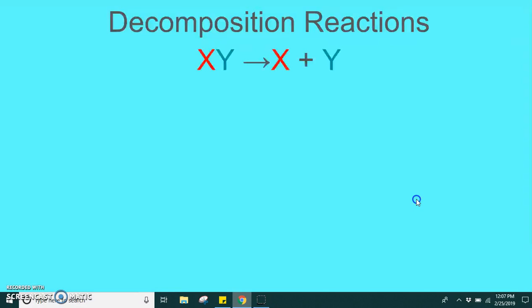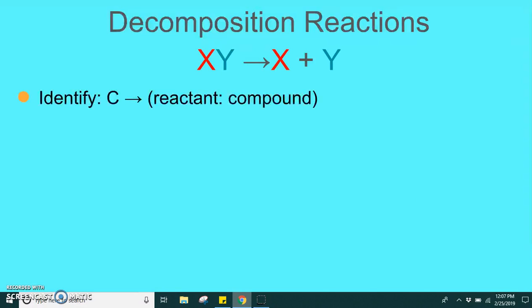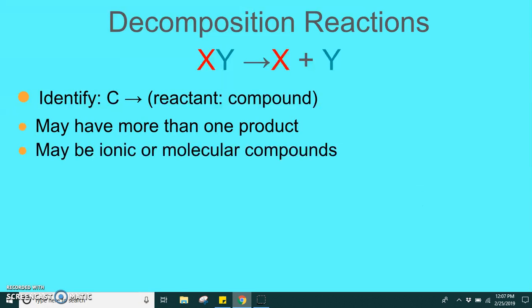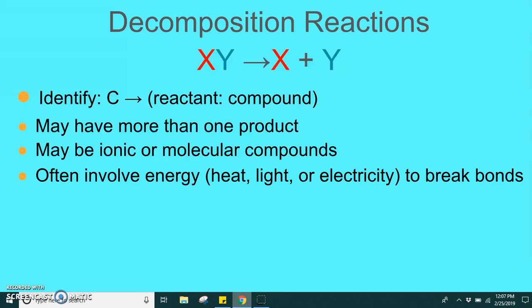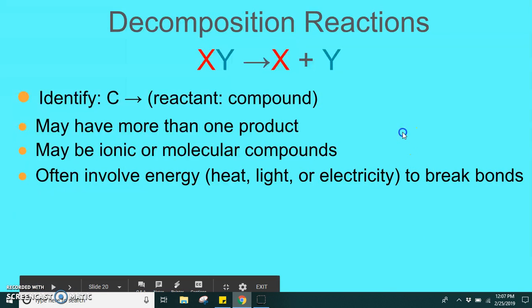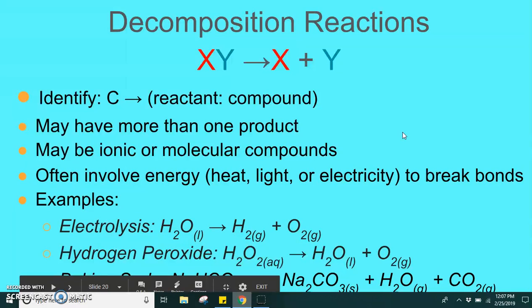Decomposition reactions are the exact opposite. You start with one reactant and you have multiple products. Your reactant is always going to be a compound, and then you end up with multiple products, which are either going to be elements or compounds. These reactions often involve heat, light, or electricity, as you need something to spark the reaction. They don't just spontaneously happen on their own. Things don't generally decompose on their own. They need something to get them started.